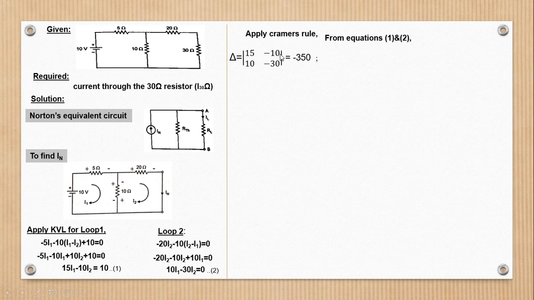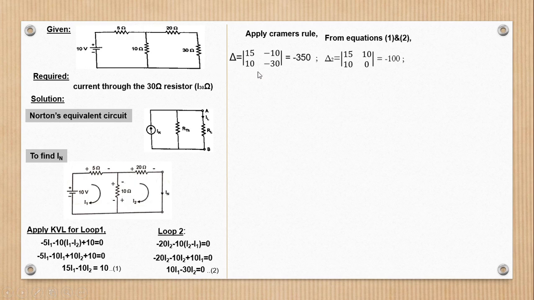The first row is taken from equation number 1: I1 coefficient 15, I2 coefficient minus 10, that is plus 15 minus 10 for the first row. For the second row, 10 and minus 30 are written, taken from equation number 2 where plus 10 I1 and minus 30 I2. So near I1 we have the value of 10, near I2 we have the value of minus 30, that gives minus 350.